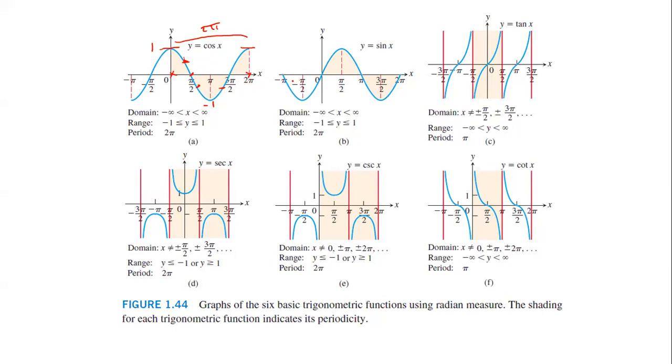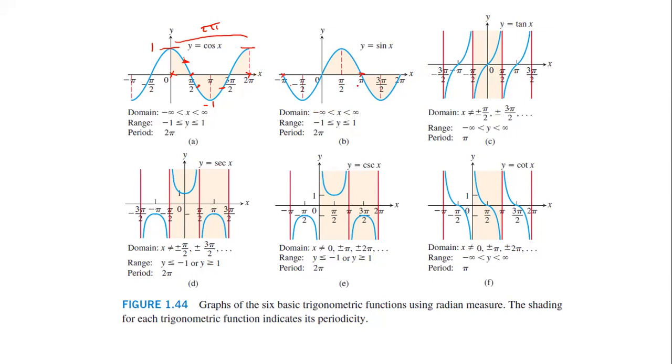And likewise, you can use the same logic over here, okay? You see, over here, this is from 0 going down. So this is from minus pi to pi, that's 2 pi, okay? And likewise, you can also argue over here, but over here, what we have is we have asymptotes.